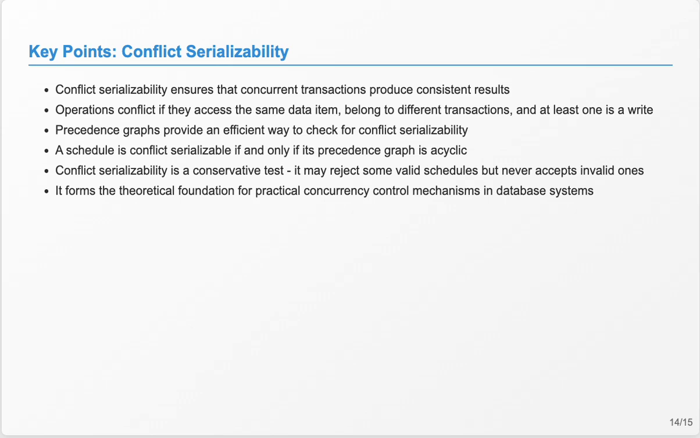Let's summarize the key points about conflict serializability. Conflict serializability ensures that concurrent transactions produce consistent results. Operations conflict if they access the same data item, belong to different transactions, and at least one is a write. Precedence graphs provide an efficient way to check for conflict serializability. A schedule is conflict serializable if and only if its precedence graph is acyclic.